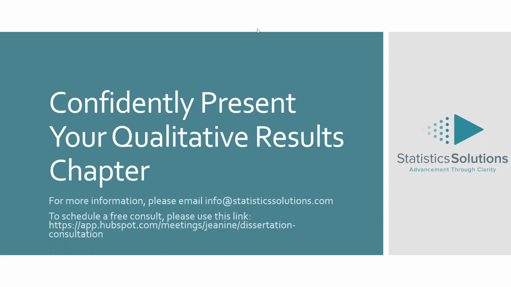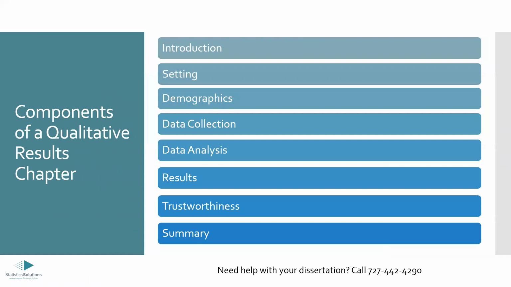The results chapter is a pretty big and detailed chapter, and there's a lot of information to cover. So let's get started. We need to think first about the components that go into the qualitative results chapter, and we're going to talk about each one of these individually, from the introduction through the setting, the demographics, data collection, data analysis, the actual results presentation itself, talking about trustworthiness, and then the summary.